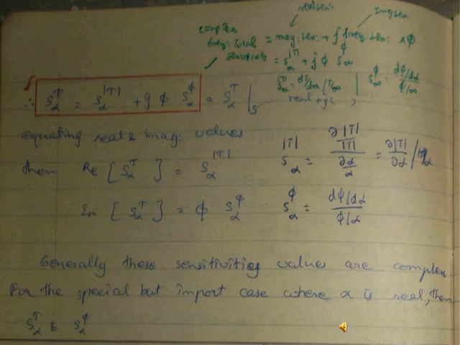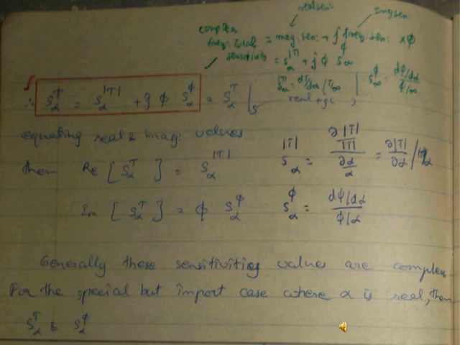Then we continue to calculate S T alpha equal to S T magnitude alpha plus j phi S phi alpha. Equating the real and the imaginary values, the real part is S T alpha equal to S T magnitude alpha, and the imaginary part is S T alpha equal to phi S phi alpha. Therefore S T magnitude alpha is equal to dT by T divided by d alpha by alpha, and S phi alpha is equal to d phi by d alpha divided by phi by alpha.